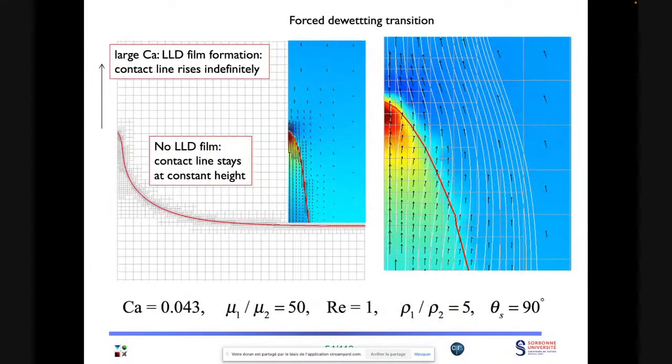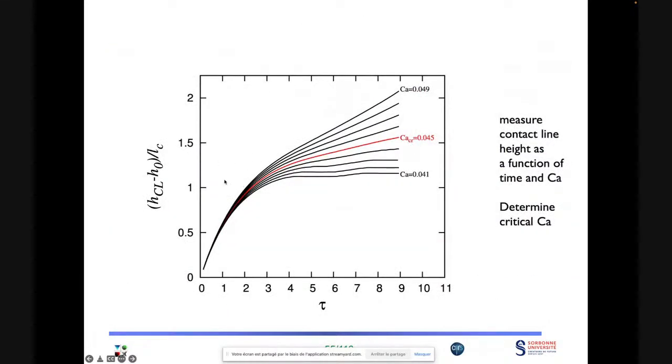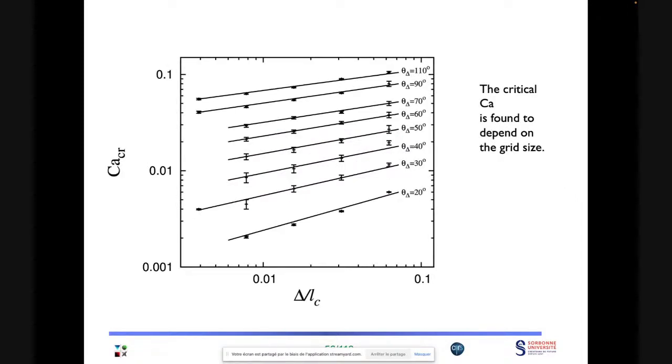So here we have some example of the withdrawing plate simulations. The result of the withdrawing plate simulation is that we have a transition from a situation where there is no Landau-Levich-Derjaguin film, the contact line stays at constant height, to a situation where the height of the contact line, which is plotted here on this vertical, grows without limit. So there is a transition between the two, which defines a critical capillary number. So it's the same idea of a critical capillary number as in the curtain coating, but here instead of entraining air, you are entraining liquid. So it's a receding contact line.